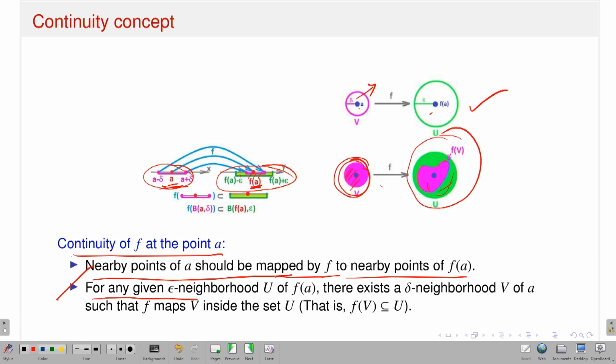So, for any given epsilon neighborhood U of f of a, I want to talk about the continuity of f at a. That means for any epsilon neighborhood U of f of a, there exists a delta neighborhood V of a such that f maps V inside the set U, that means f of V is fully contained in U. That is exactly what I have written pictorially. So, this is my epsilon neighborhood U of f of a, the green one. Given that neighborhood, there should exist a delta neighborhood V, the pink one, such that f maps the whole set V into U, and that is exactly what I have drawn here.